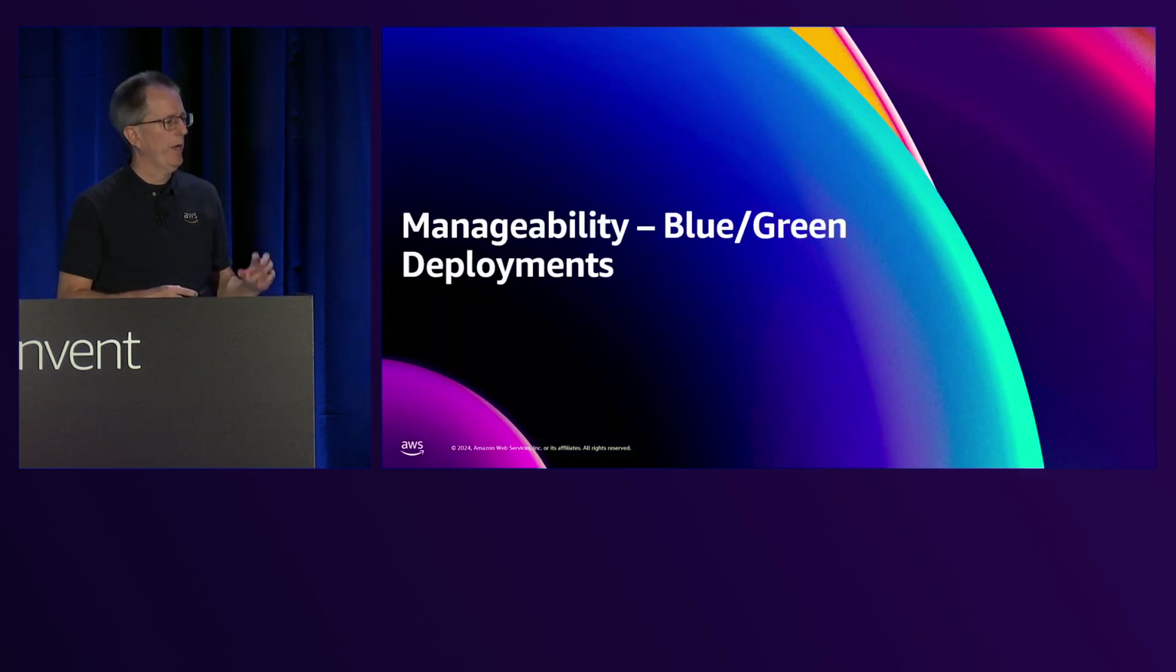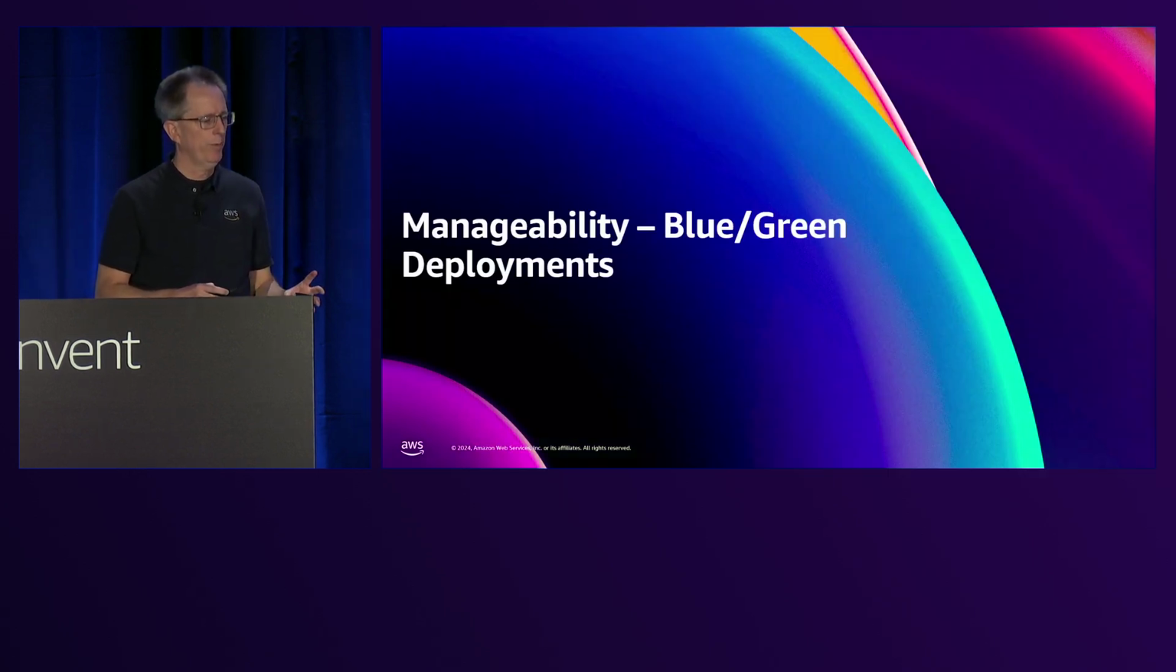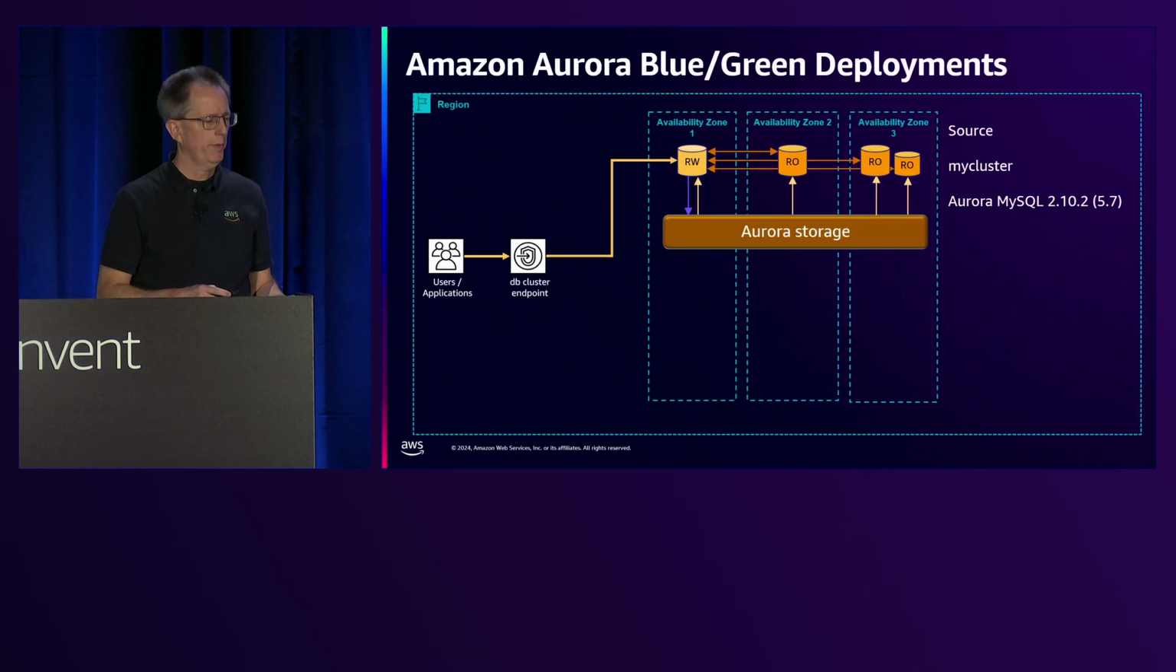The other area for manageability around upgrades is blue-green deployments. So what do I mean by that? This is for database blue-green deployments. If you had, for example, Aurora MySQL with version 5.7 of MySQL and you wanted to go to 8.0, well, that's going to take a long downtime, so you want that to be quicker, so you can do a blue-green deployment.